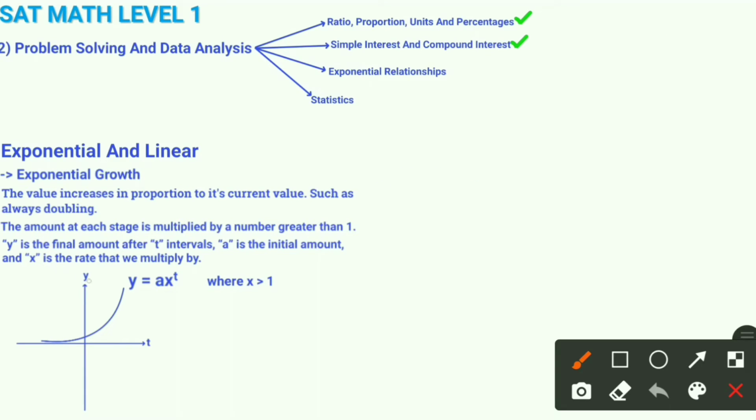Okay, so y is the final amount after t intervals, a is the initial amount, and x is the rate that we multiply by. And x must be greater than 1. The amount at each stage is multiplied by a number greater than 1, so it will go like this: y is x to the power t.